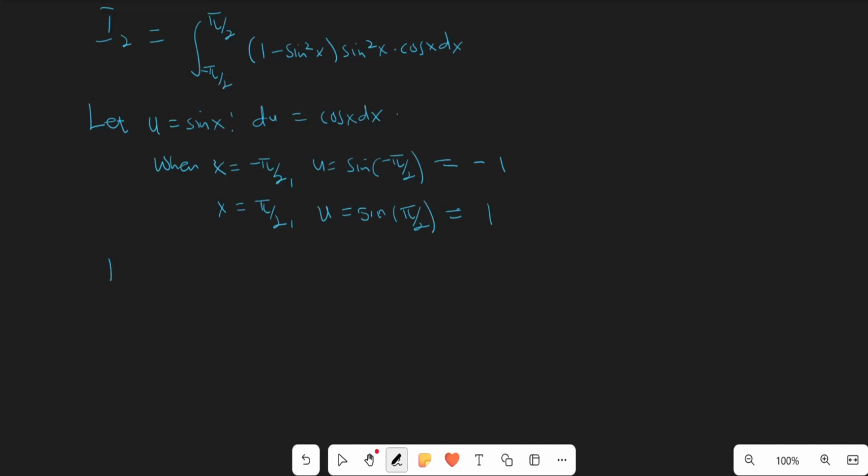So our integral here, I2, is going to be the integral from negative 1 to positive 1 of 1 minus u squared, because sine of x is u, times u squared, and cosine of x dx is du. So this one will not actually evaluate to 0 after all. So negative 1 to 1 of u squared minus u raised to the power 4 du. And that is just multiplying in with this guy.